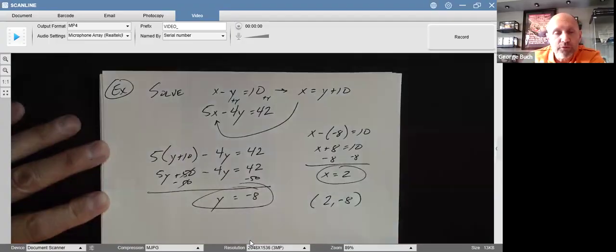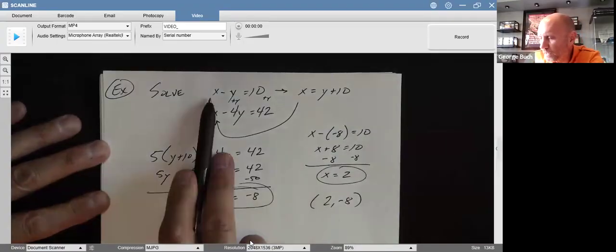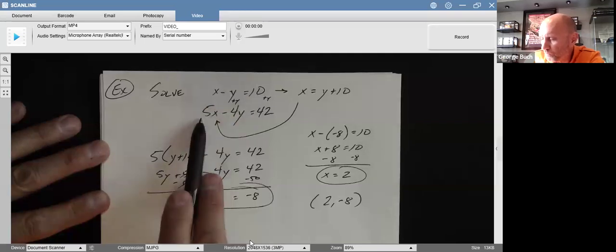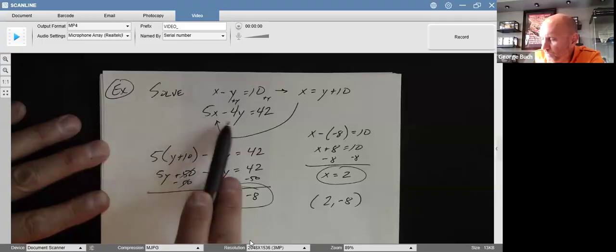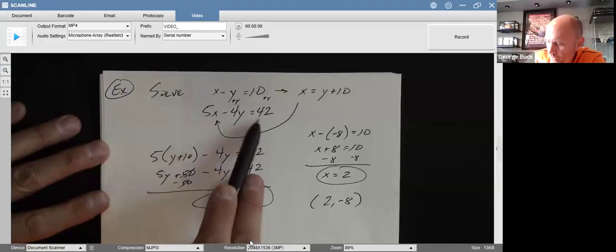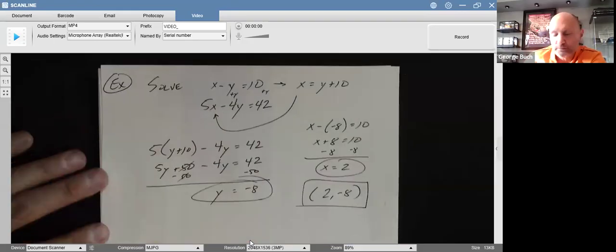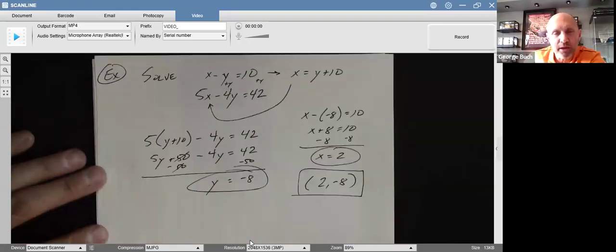And again, recall, if this is on an exam, you can check your answers. Plug them into the equation. So x is 2, y is minus 8. 2 plus 8 is 10. That's true. Plug it into the second one. 5 times 2 is 10. Negative 4 times negative 8 is plus 32. 10 plus 32 is 42. So I am 100% sure that problem is correct. I can't wait to turn in my exam and get all my points for that question.